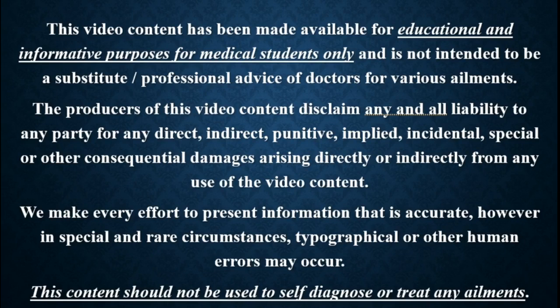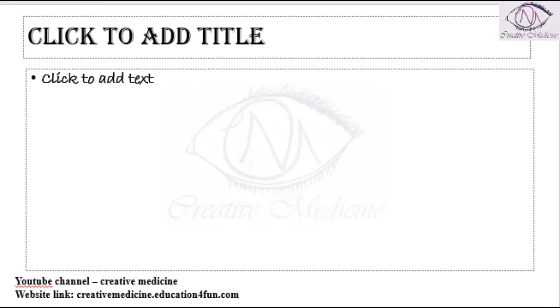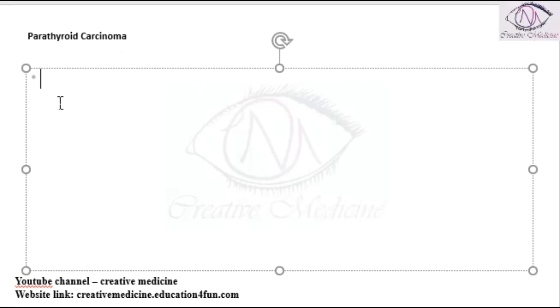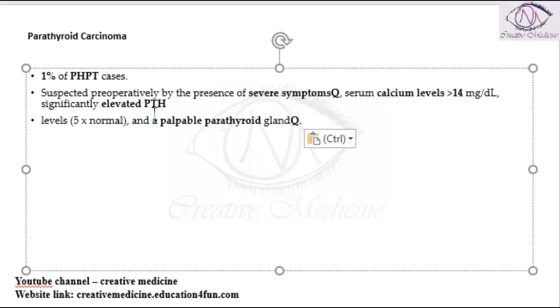In this lecture, we will learn about parathyroid carcinoma. Parathyroid carcinoma accounts for almost 1% of primary hyperparathyroidism cases. Parathyroid carcinoma is suspected if the patient has some symptoms preoperatively.